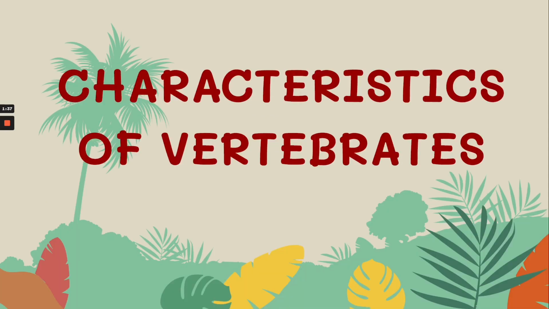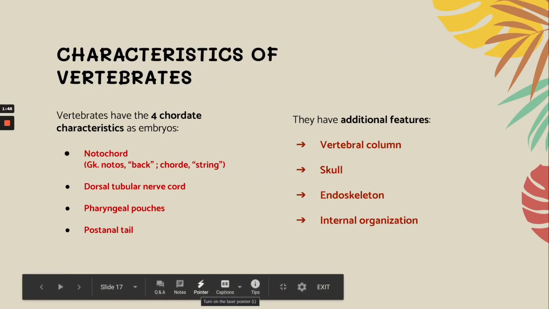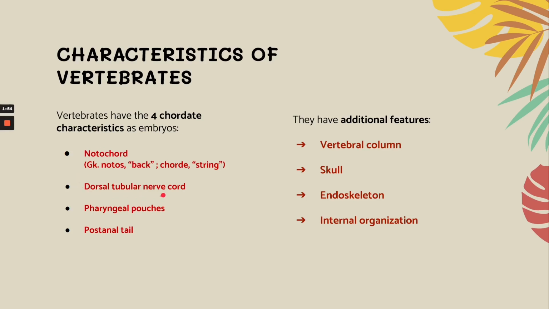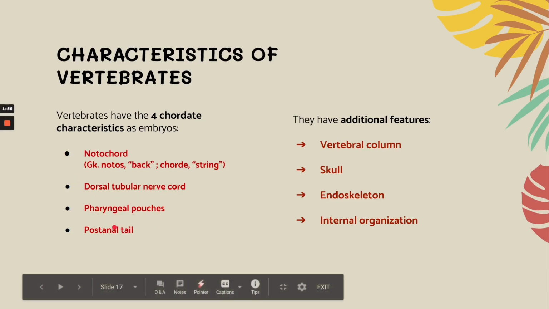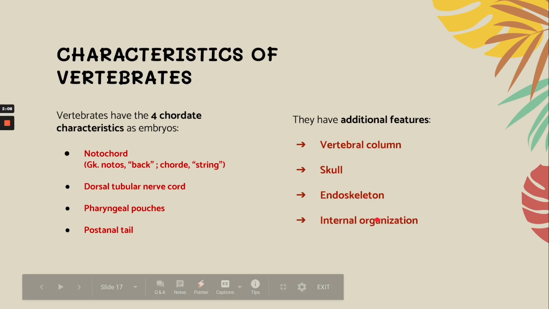You might wonder, what are the characteristics of vertebrates? Let's dive right into it. There are 4 chordate characteristics as embryos: the notochord, dorsal tubular nerve cord, pharyngeal pouches, and post-anal tail. These 4 characteristics have been discussed by my groupmate earlier. But they also have additional features, which are the vertebral column, skull, endoskeleton, and internal organization.